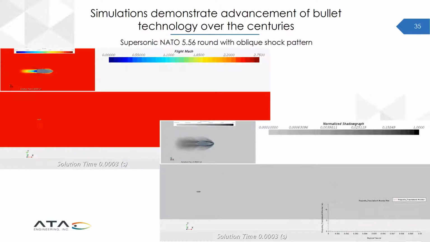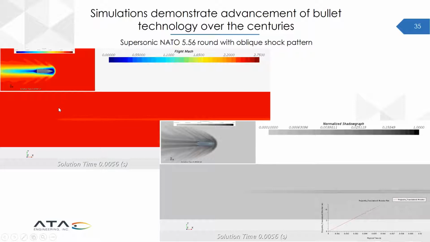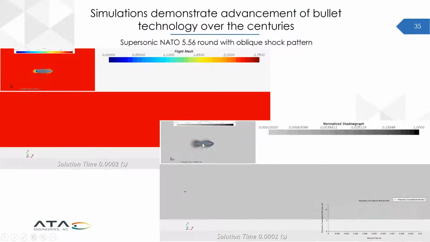And then finally, the NATO 5.56 round, which you'll notice in the flight Mach, it's significantly higher, and that's because that bullet was launched at Mach 2.2 instead of around Mach 1 from the muzzle. But you'll see the same sort of shock structure. In this case, you can actually see some unsteadiness, and I'll talk about that in a minute here, in the shadowgraph in particular, looking at the series of compression and expansion waves around the bullet itself.